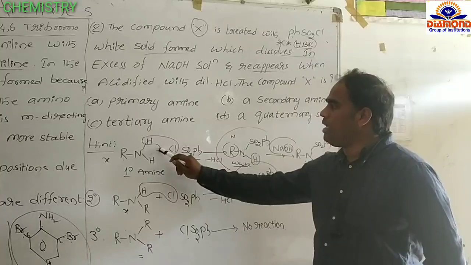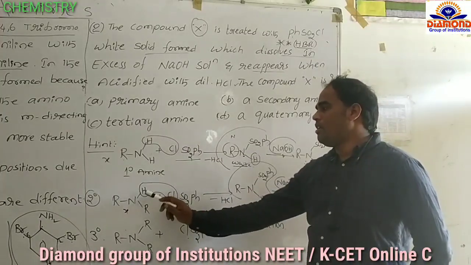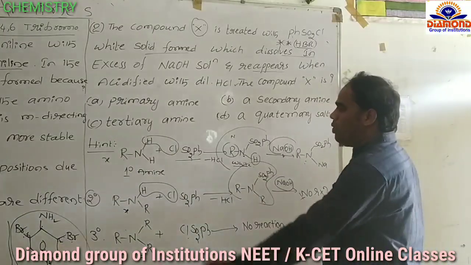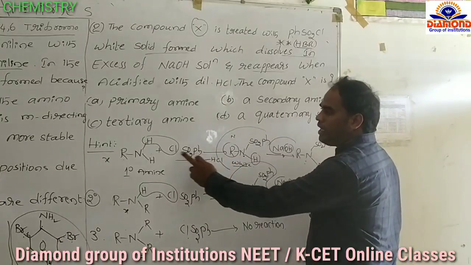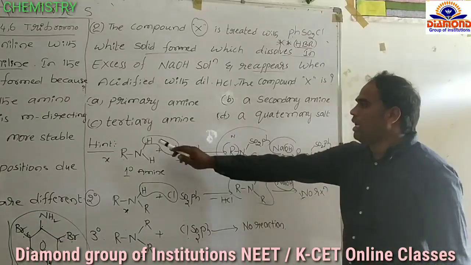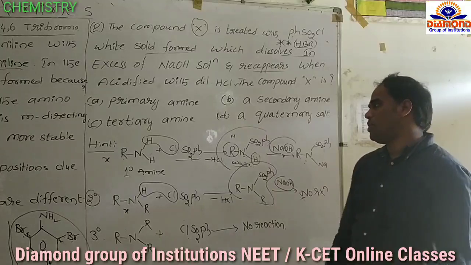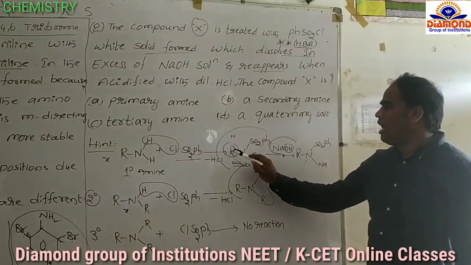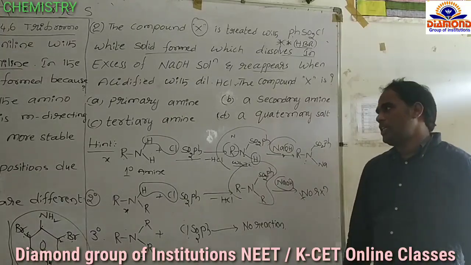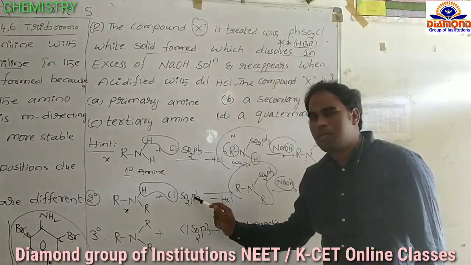But in a primary amine, hydrogen is present on nitrogen. In a secondary amine, one hydrogen is present on nitrogen. Here there are two hydrogens. Now, Hinsberg's reagent reacts with a primary amine. What happens? HCl is eliminated. Then, instead of this hydrogen, the PhSO2 group is substituted. Then we get N-alkyl benzene sulfonamide. So that is the product. A secondary amine also reacts with Hinsberg's reagent.